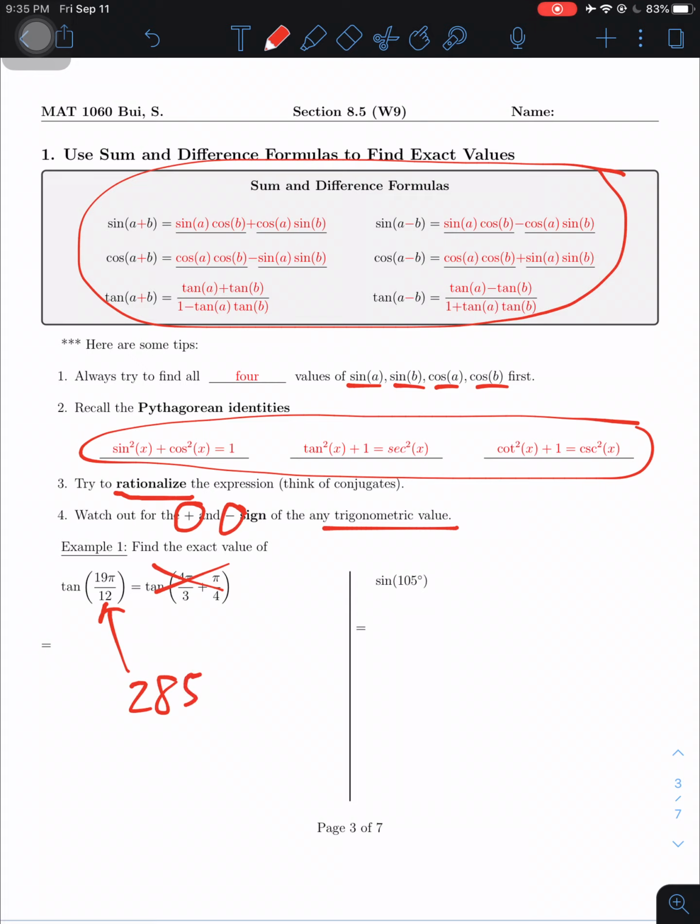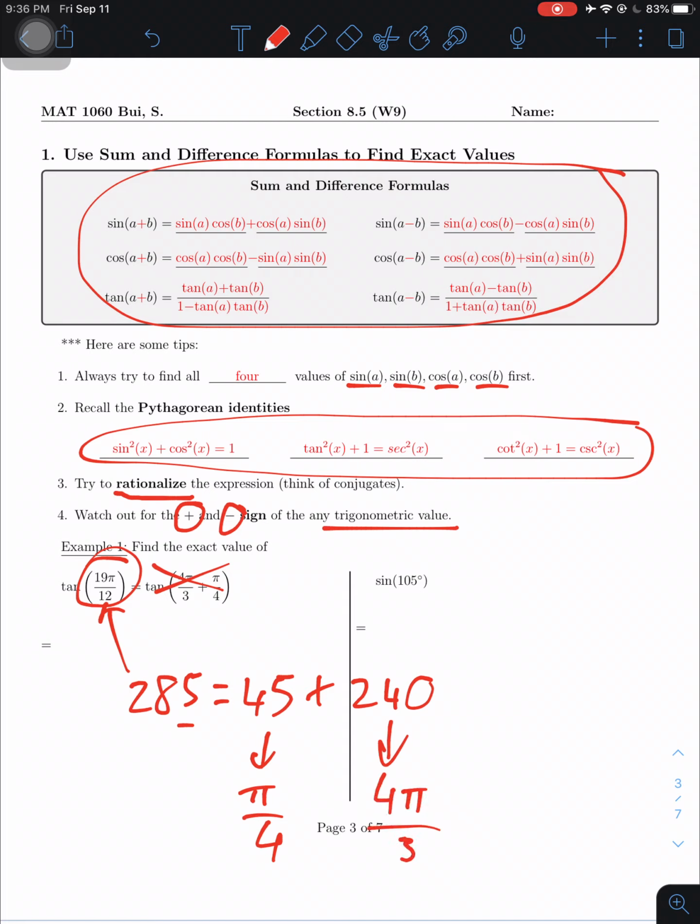There are a lot of ways to do this, because it ends with a 5 in here, so I know that I can make a sum of 45 and something, right? So I'm going to do in my calculator 285 minus 45, and that gives me 240, right? My job right now is to convert them back to radians, because I was given a radian angle, right? So 45 degrees is actually pi over 4, right? And 240 is actually 4 pi over 3, if you convert them, okay?